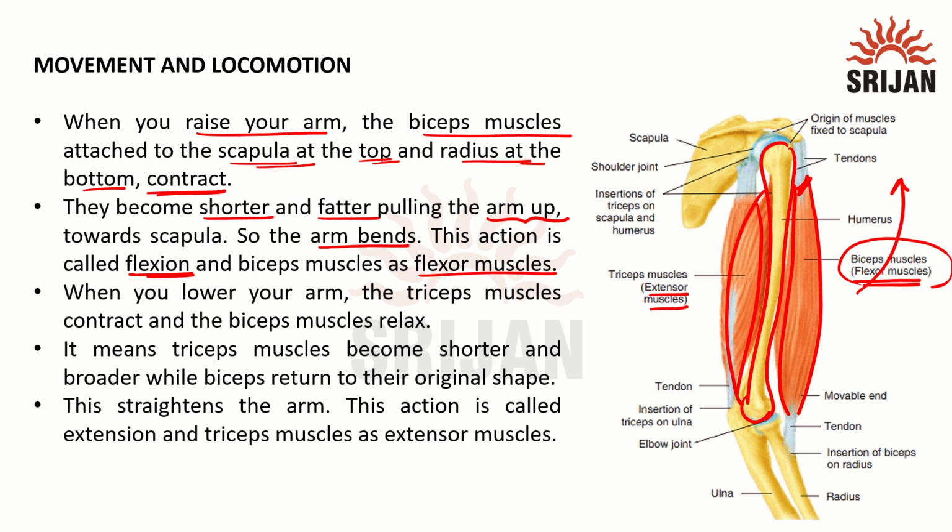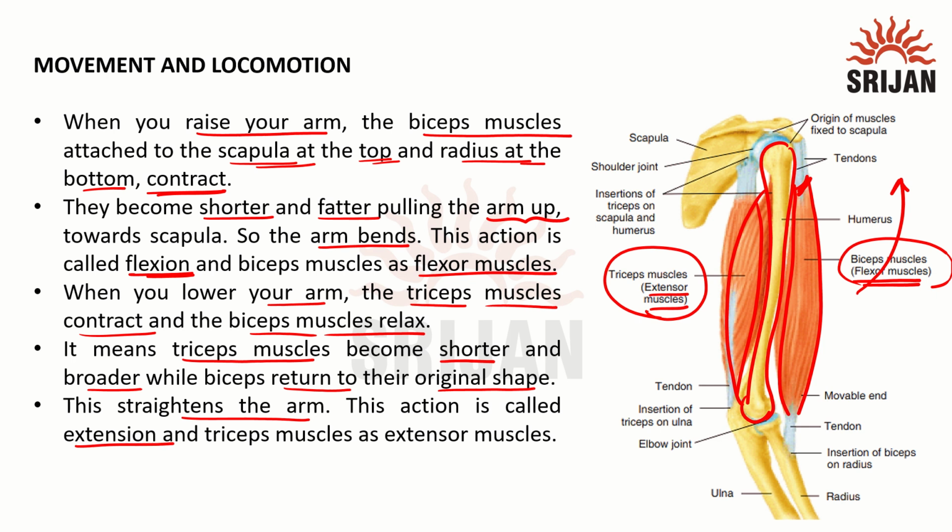And when I lower my arm, what will happen? The opposite muscles work, that is the triceps muscles contract and the biceps muscles relax. It means triceps muscles become shorter and broader while biceps return to their original shape. Their strength lies in the muscle fiber. Because of the triceps shortening, the arm becomes straight. This action is called extension, and triceps muscles are known as extensor muscles.